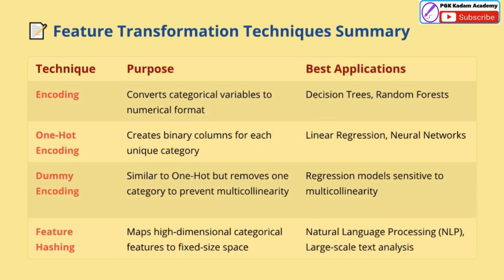This slide provides a summary of key feature transformation techniques used in machine learning. Encoding converts categorical variables to numerical format, which is useful for decision trees and random forests. One-hot encoding creates binary columns for each unique category, which is helpful for linear regression and neural networks. Dummy encoding is similar to one-hot but removes one category to prevent multicollinearity, useful for regression models sensitive to this. Feature hashing maps high-dimensional categorical features to a fixed size space, which is valuable for natural language processing and large-scale text analysis. The purpose and best applications of each technique are outlined, providing a quick reference guide.